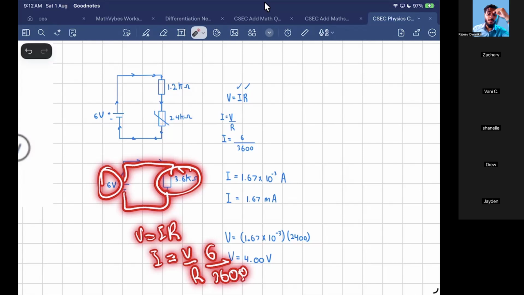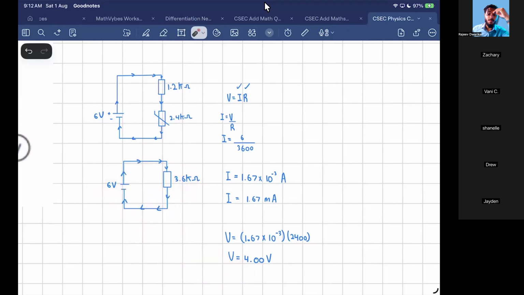Is there any confusion? I leave mine as 3.6. Oh, no problem. If you left it as that, then that's fine. It would be 6 over 3.6k. Since it's divided by k, it will be milli anyways, because if you divide by k, that is 10 to the power minus 3. Indices and whatnot. Are you okay? Yes, sir. Alright.